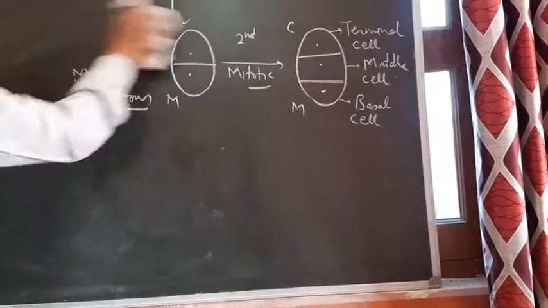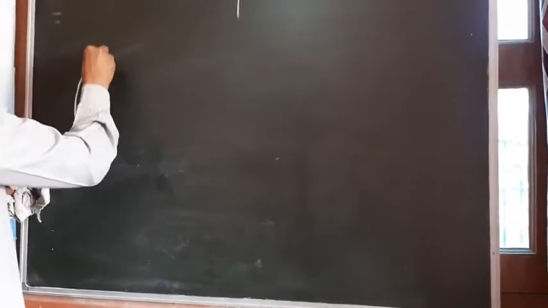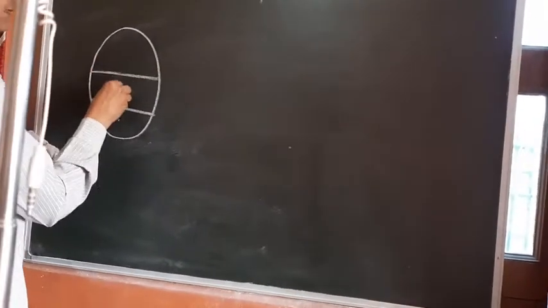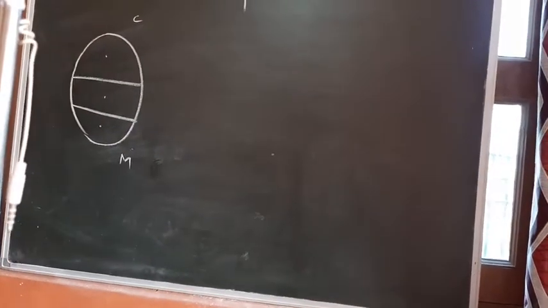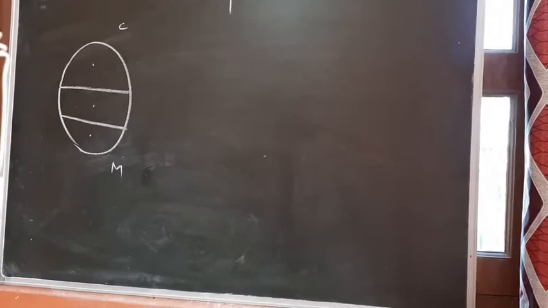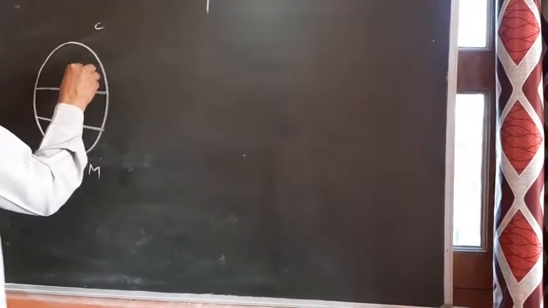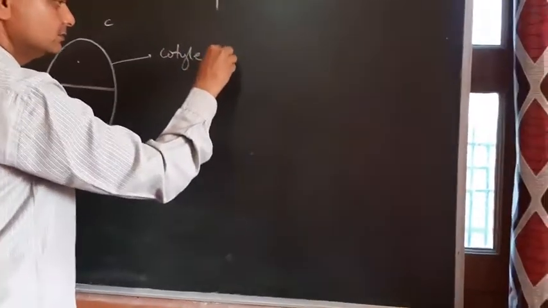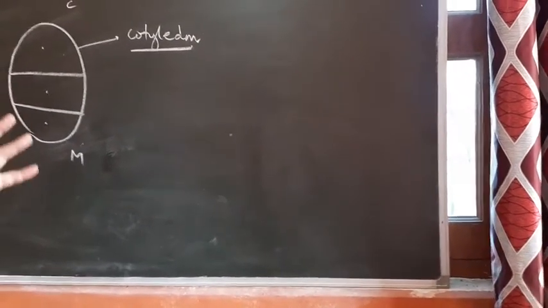So in embryogenesis of a monocot, we have reached a three-celled structure. This is the basal, this is the middle, and this is the terminal. Here is the chalazal, here is the micropylar. Now, what is the fate of these three cells in the embryogenesis process of a monocot plant? This one is going to form the cotyledon. We have written cotyledon, not cotyledons. The reason: only one cotyledon will be forming.